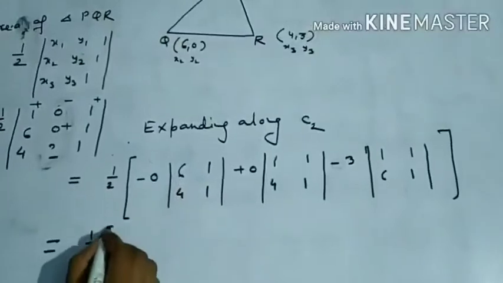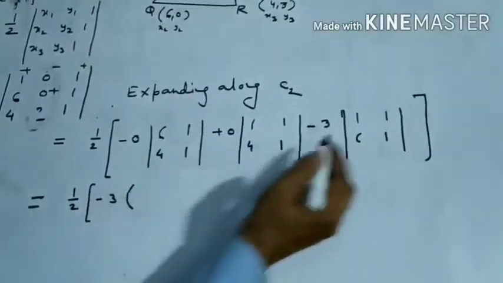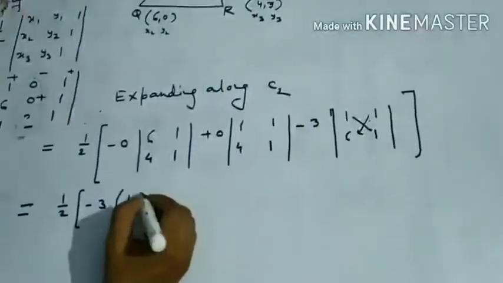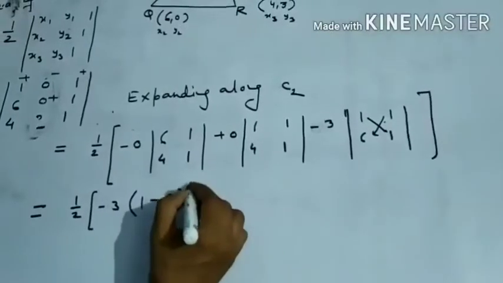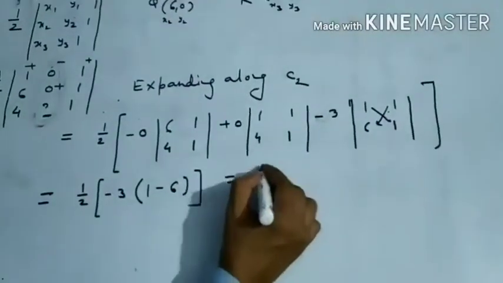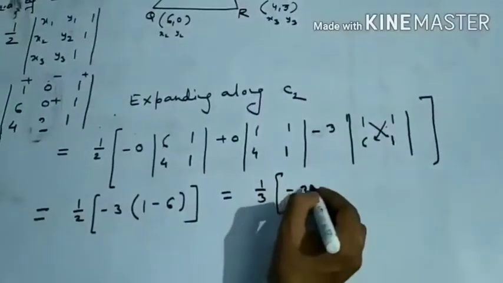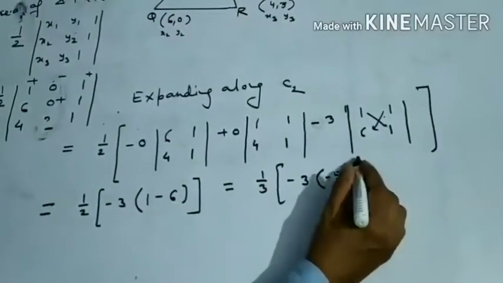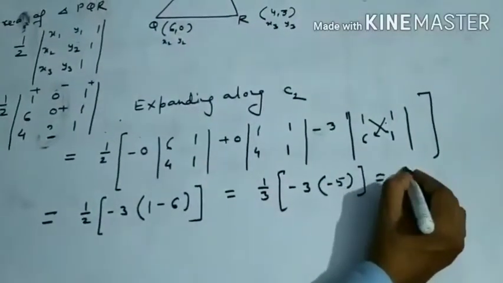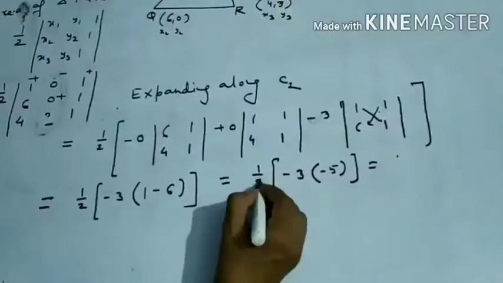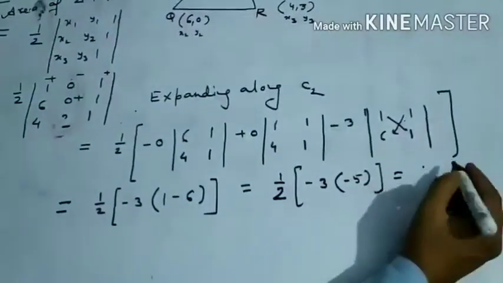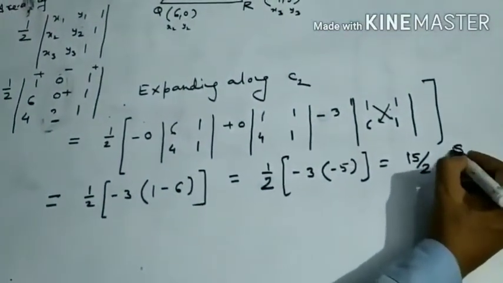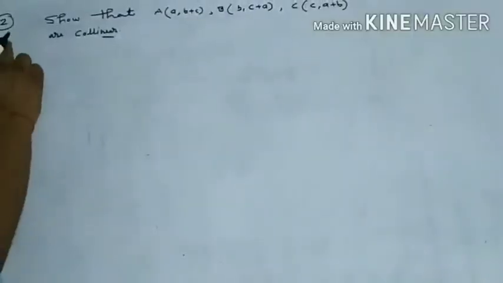So this is 1/2 times minus 3, and cross multiplying, 1 into 1 is 1, and 1 multiplied by 6 is minus 6. So this is equal to 1/2 times minus 3 times minus 5, which gives 15/2 square units.